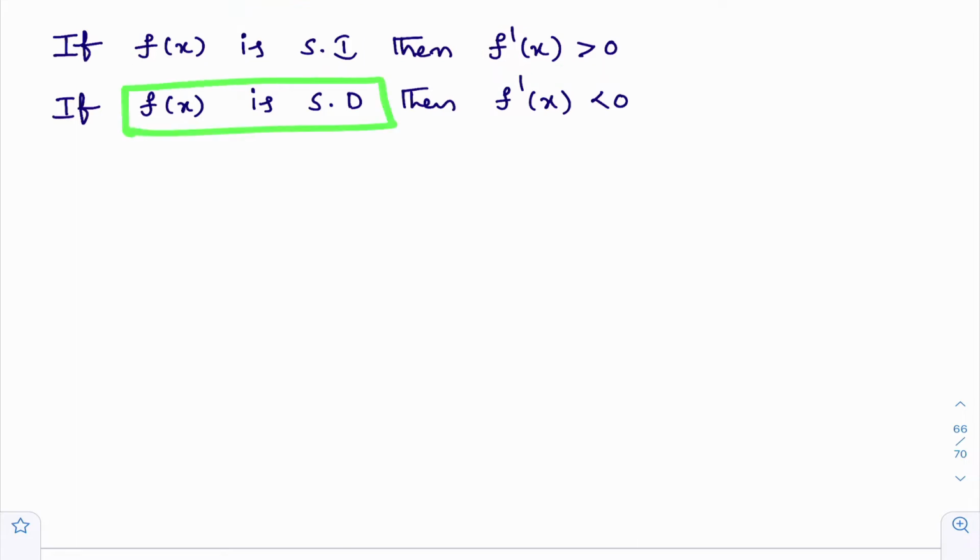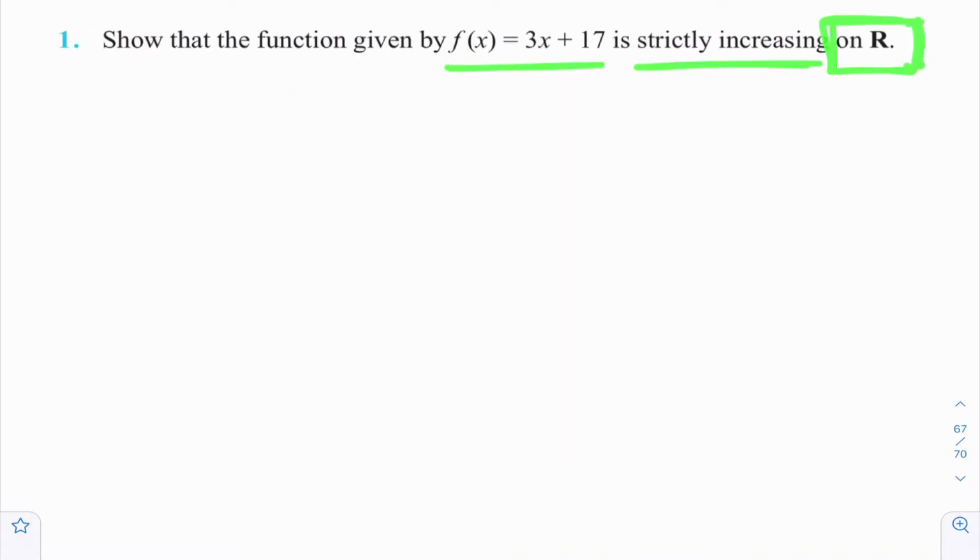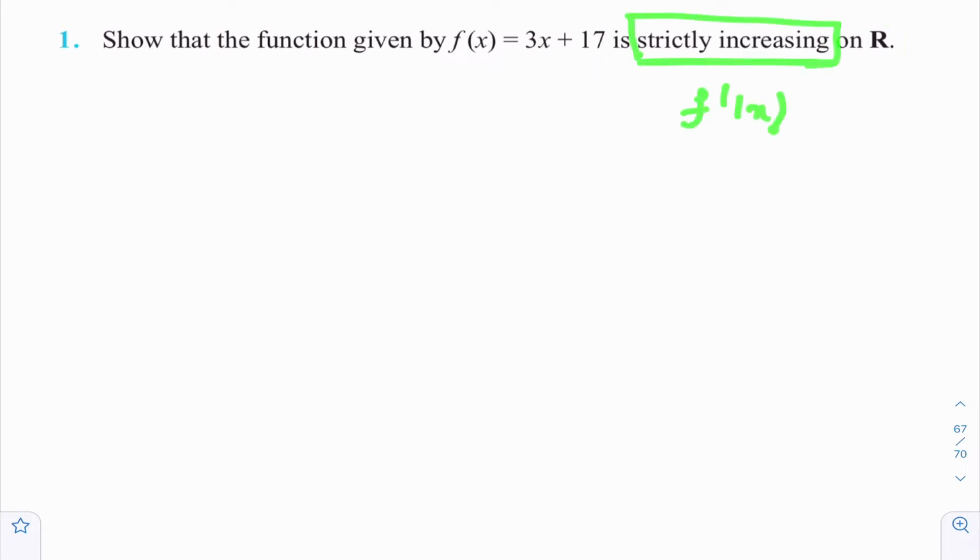To prove f of x is a strictly decreasing function, if you prove that f dash of x is strictly less than 0, then we can say that the function is strictly decreasing. You observe this question, we are proving that this function is strictly increasing on real numbers. We know that if f of x is strictly increasing, then f dash of x is strictly greater than 0. So I want to prove that f dash of x is strictly greater than 0 for all x belongs to real numbers.